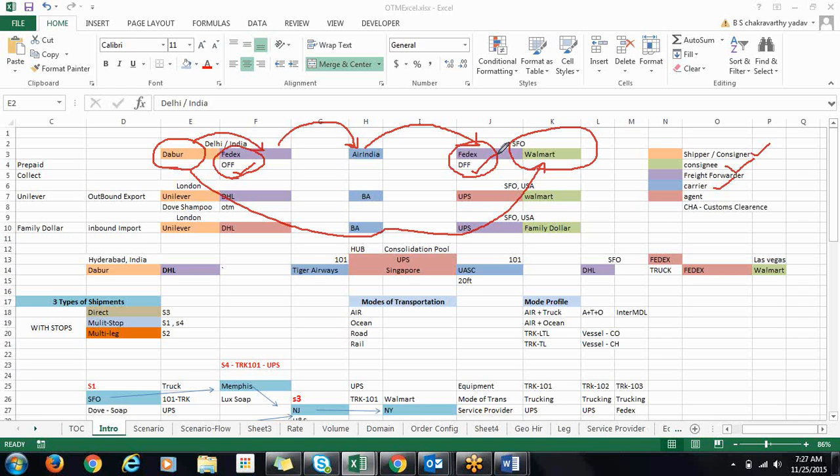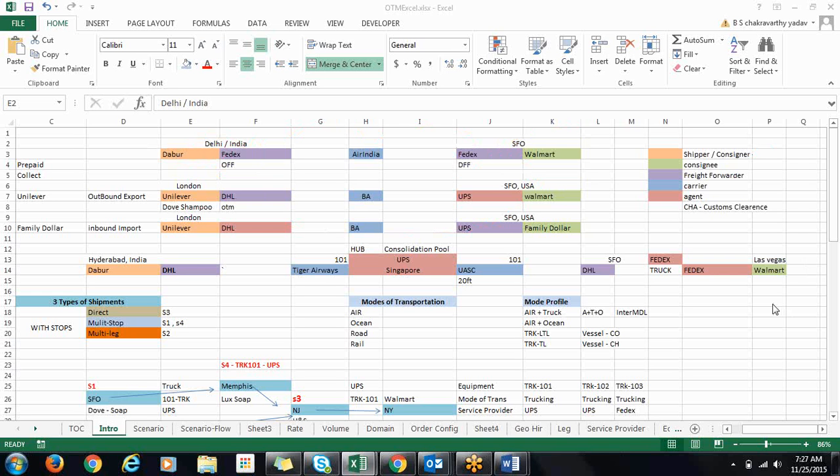And then finally, FedEx at San Francisco will go ahead and complete the delivery. So that is how this particular business runs in general.